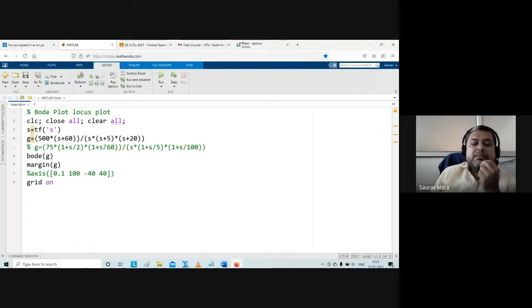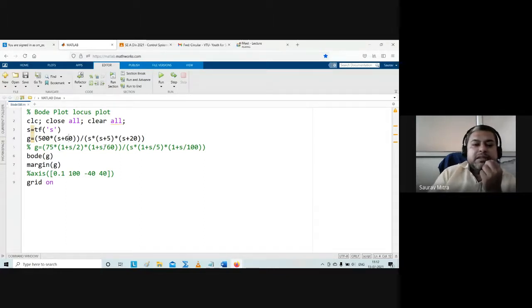Meaning nobody is reading anything. 1,000 times it has been explained, because 1 by s line starts from minus infinity and goes up to plus infinity. And at point 1, the amplitude is 20, it falls to 1 comma 0, then it goes to 10 comma minus 20, then 100 comma minus 40 and so on.